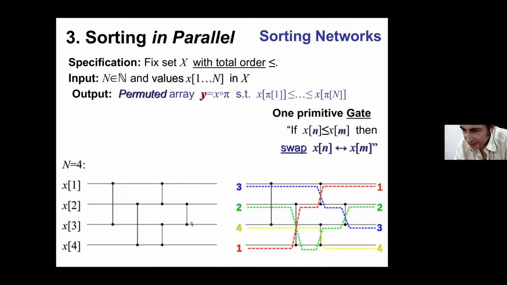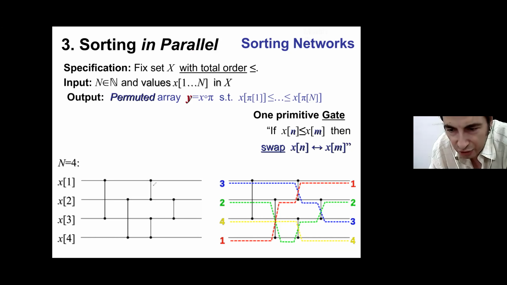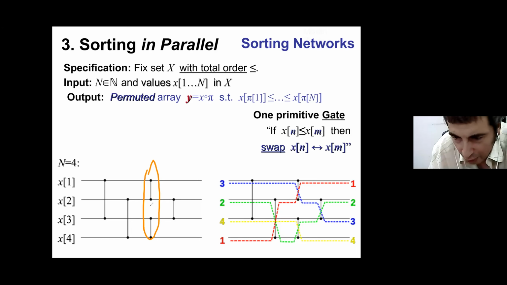But whenever you have comparisons on disjoint pairs of elements, they can be done simultaneously. So there is no problem, you do these two things simultaneously. This is the reason why they're drawn one below the other, to indicate that you can do this comparison simultaneously because they operate on disjoint pairs of elements.